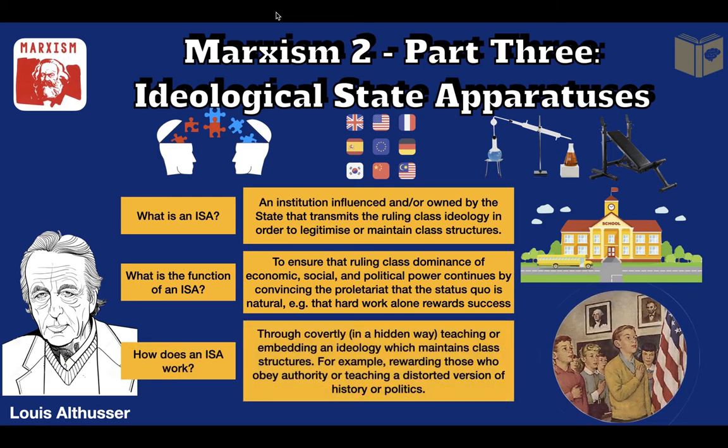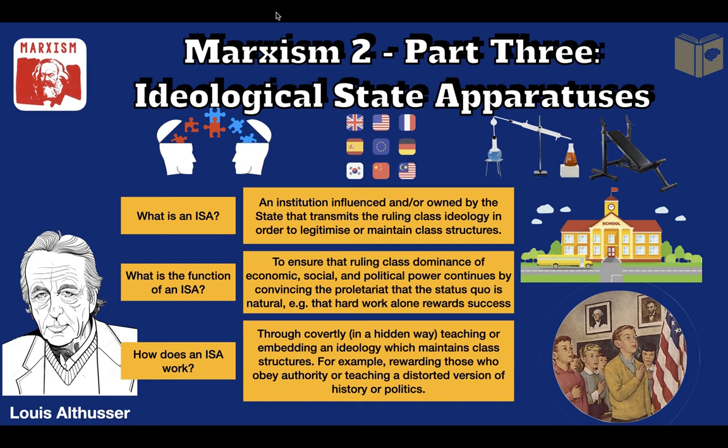Well, through covertly or in a hidden way, teaching or embedding an ideology which maintains class structures. So in a school context, a school being an ISA, we might reward those who obey authority. As a result of rewarding people who obey authority, we're going to have members of society who do as they're told in the future. In addition, we might teach a distorted version of history or politics, which presents the ruling class's ideology and way of life as being normal.